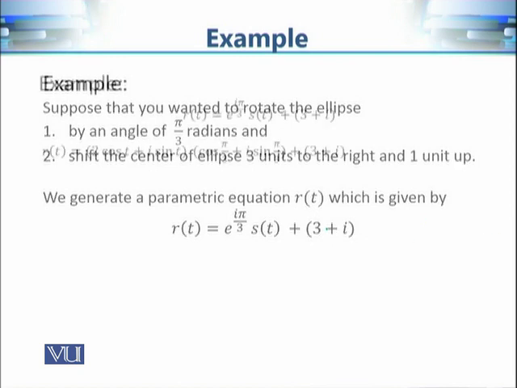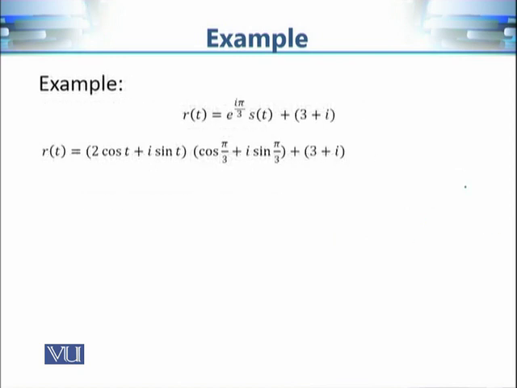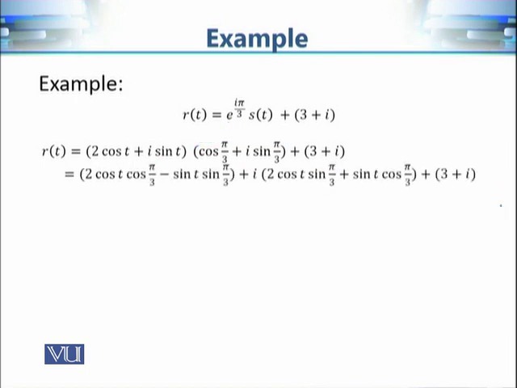Now we can further simplify this linear transformation by using the Euler formula. E raised to power iota pi by 3 is basically cosine pi by 3 plus iota sine pi by 3. And we can also write down the value of s of t, which is 2 cosine t plus iota sine t. Now we can multiply these two expressions and we will get the following. And we can further simplify this expression in the following form. Now this is r of t.